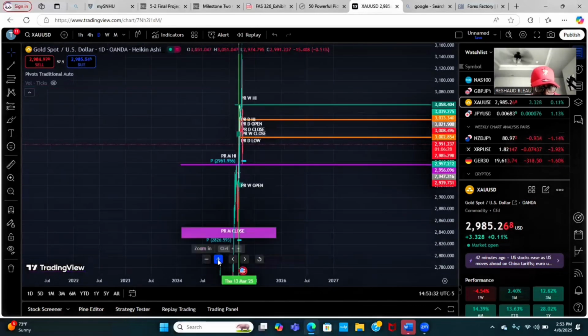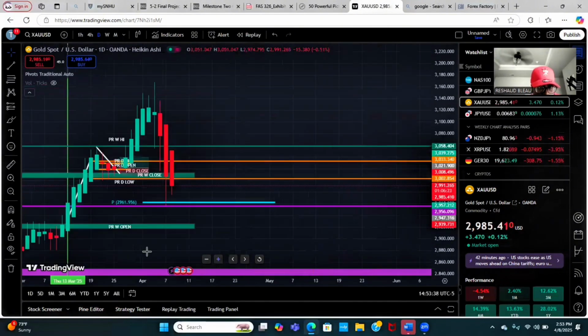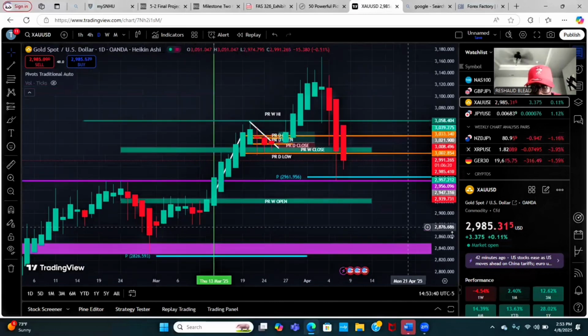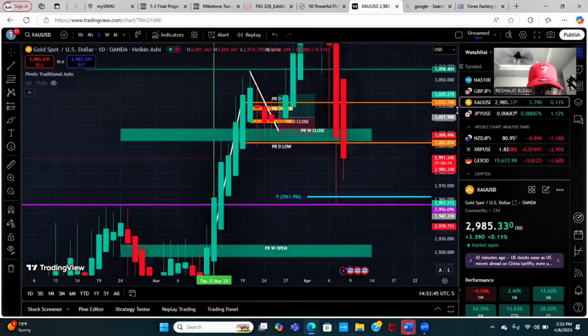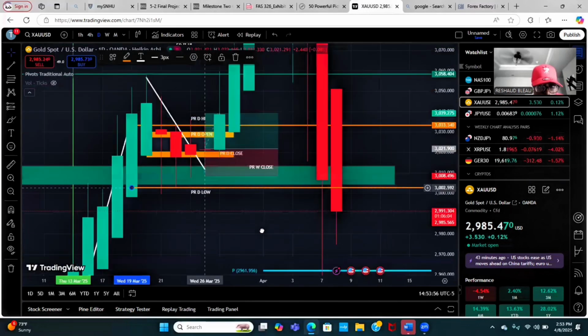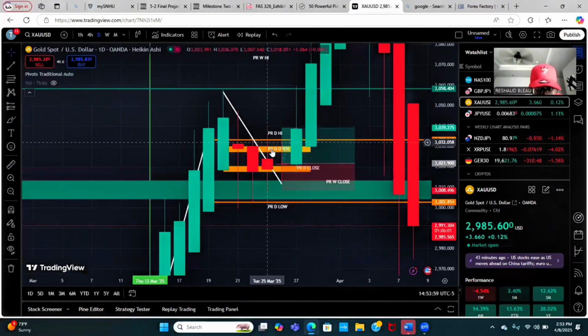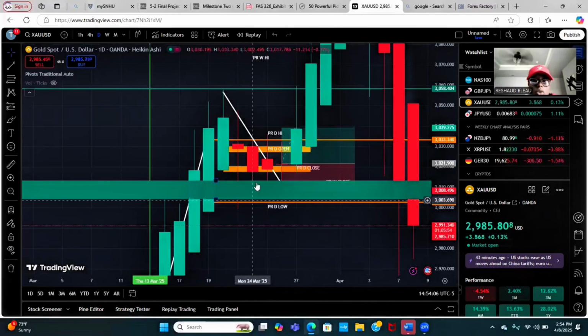Trying to take you to the candle. All right, cool. So which candle was I working off of? Previous daily close. Oh, this candle. All right. So we had the previous daily open here, the previous daily close right here, previous daily high, and the previous daily low. That was a low.